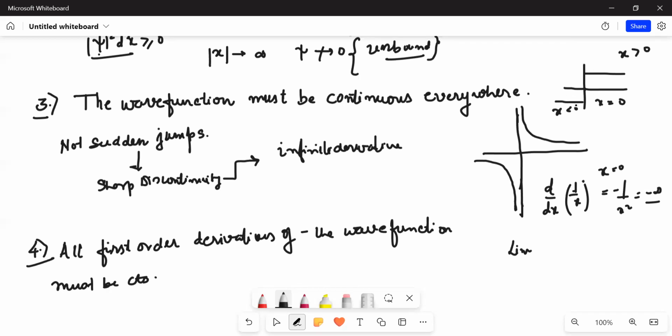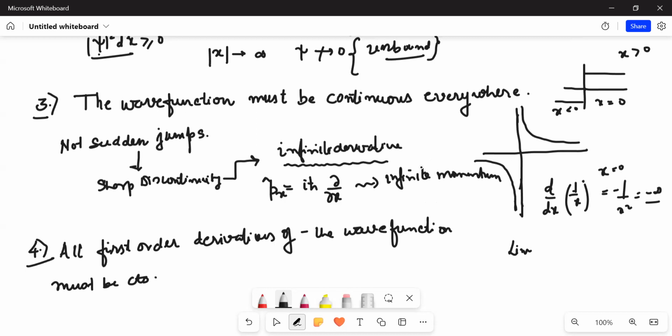Okay, so if the derivative is infinite, then we've seen that the momentum operator is actually a derivative operator only, and this would imply an infinite momentum, which is not physically realizable. Or otherwise, it will violate our condition number 4, that all the first order derivatives must be continuous. Let's say if 1 over x is the function, I know that minus 1 upon x square goes to minus infinity as x tends to 0. So clearly this is not a finite valued thing. An infinite derivative does not lead to physical realizability.